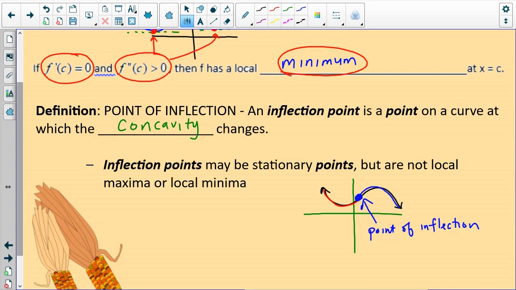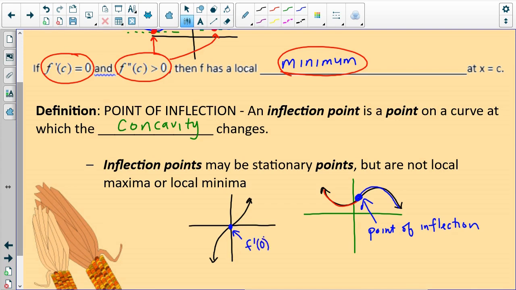So any point where it changes from concave up to concave down or concave down to concave up, that's called a point of inflection. Inflection points may be stationary points, but they're not local maxes or mins. So an example of that would be y equals x cubed, where we have a graph that looks something like this. Notice it changes from concave down to concave up. And the derivative at this value is also equal to 0.